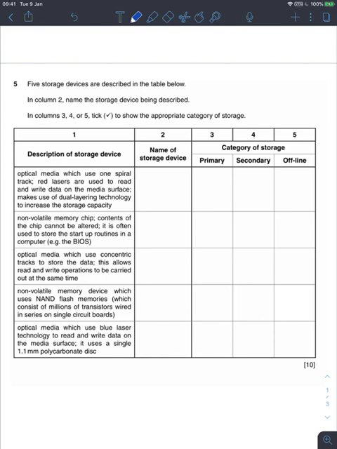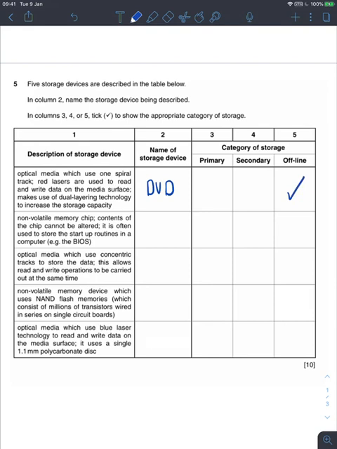So optical media, which uses one spiral track. Red lasers are used, so we know it's not Blu-ray or 4K discs or anything that uses ultraviolet. And write data on the media surface. Make use of dual layering technology to increase storage capacity. So that is DVD, because it's with red laser and dual layering. And that is of course offline, because you can take it away from the computer.